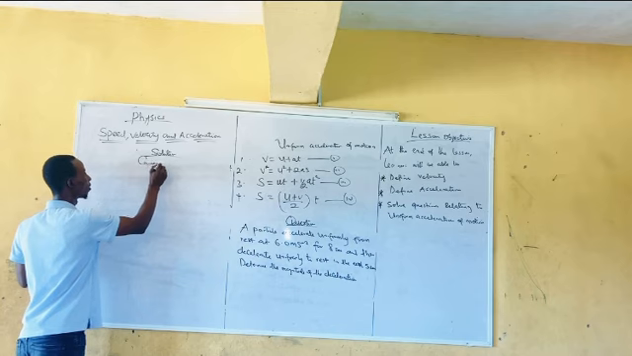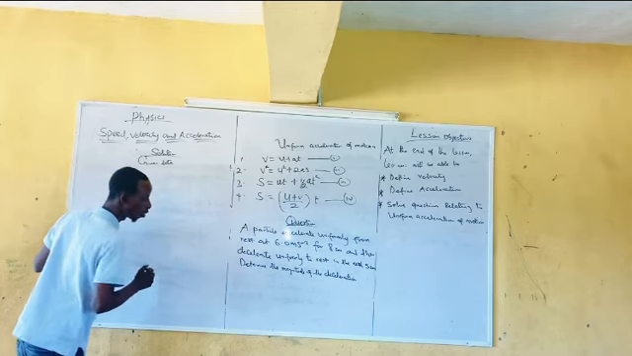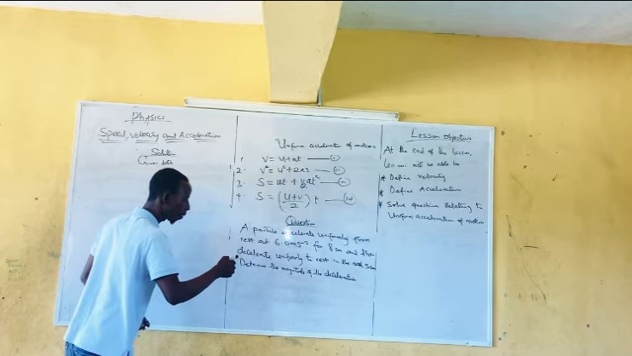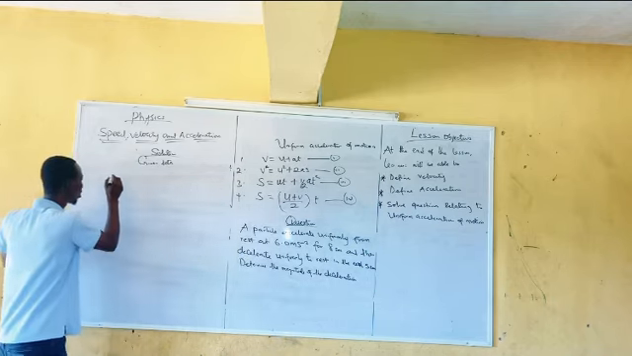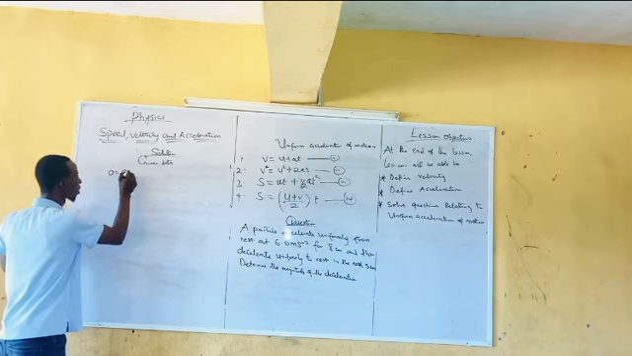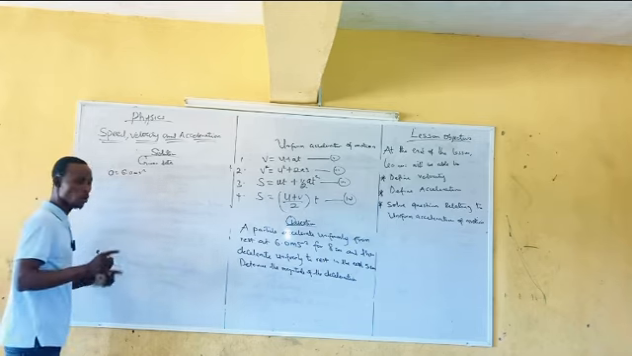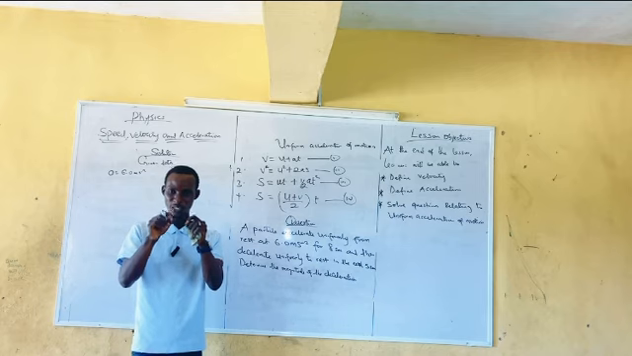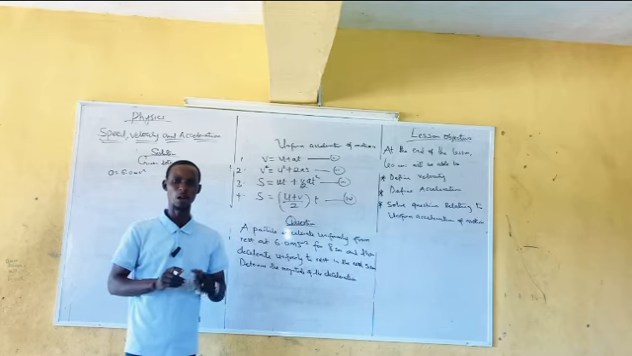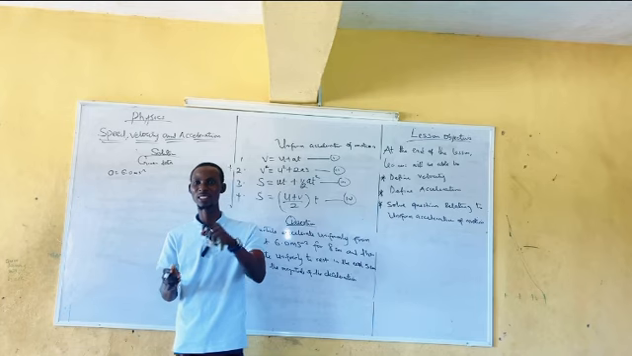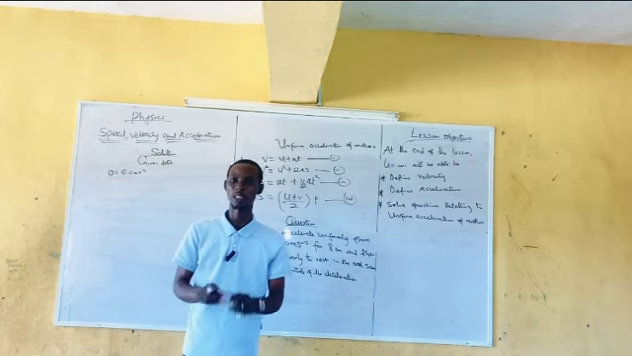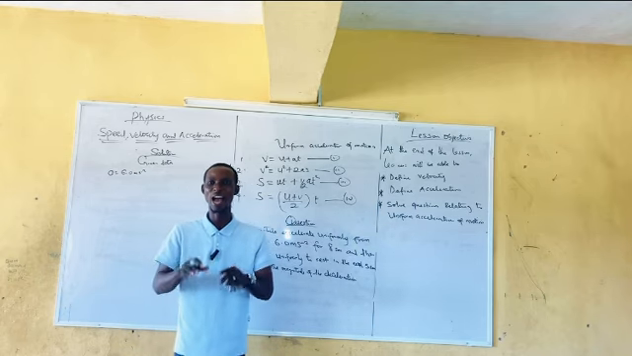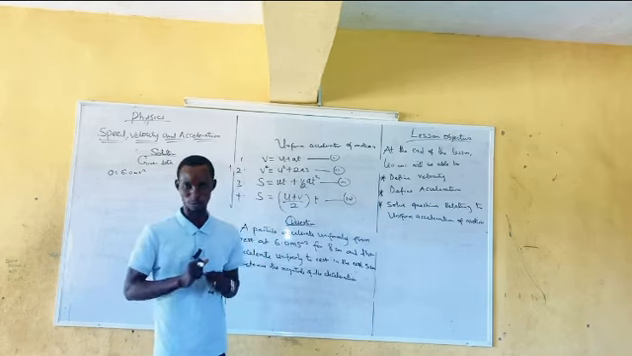Given data. The first data given is that a particle accelerates uniformly from rest at 6.0 meters per second squared. So the acceleration is given: a is equal to 6.0 meters per second squared. Note, when a particle starts from rest, the initial velocity is 0. And when a particle comes to rest, the final velocity is 0. Third, when a body's velocity is constant or not changing, acceleration is 0.